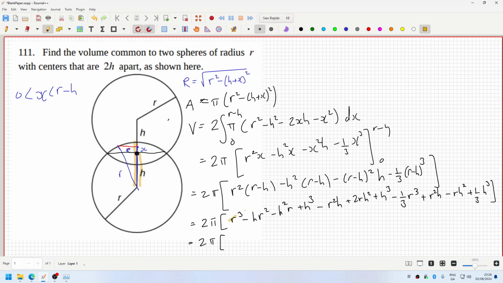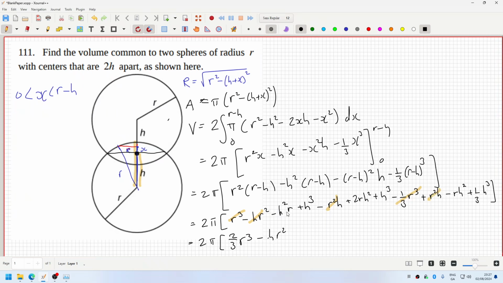Now let's get the R cubes. So R cubed, minus 1/3 R cubed, so that's 2/3 R cubed. Now let's get the R squareds. So that's minus HR squared, minus HR squared, so that's minus 2HR squared. Plus an HR squared, so that brings us back to minus 1.